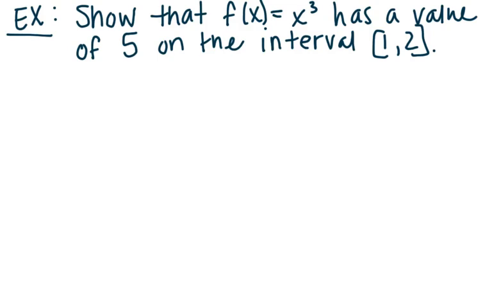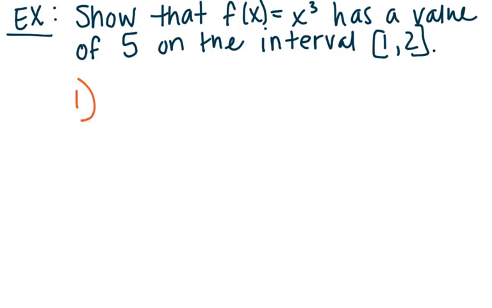Okay, so let's do one more quick example. Okay, so we're going to show that the function f of x equals x cubed has a value of 5 on the interval 1, 2. So again, we're not showing where it has a value of 5, we're just showing that the value of 5 exists on this graph. So again, the most important step here is also the one students most often neglect to write down, which is that the function is continuous. Because remember, if that isn't true, we cannot use this theorem. It does not work.